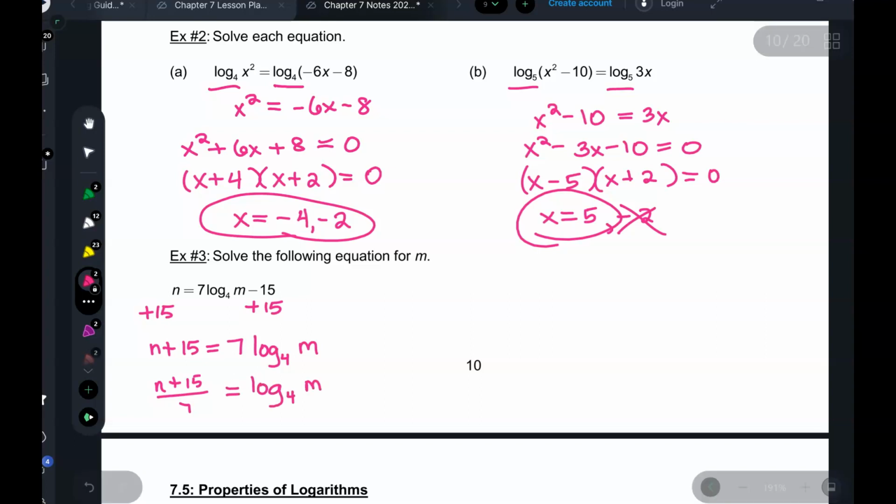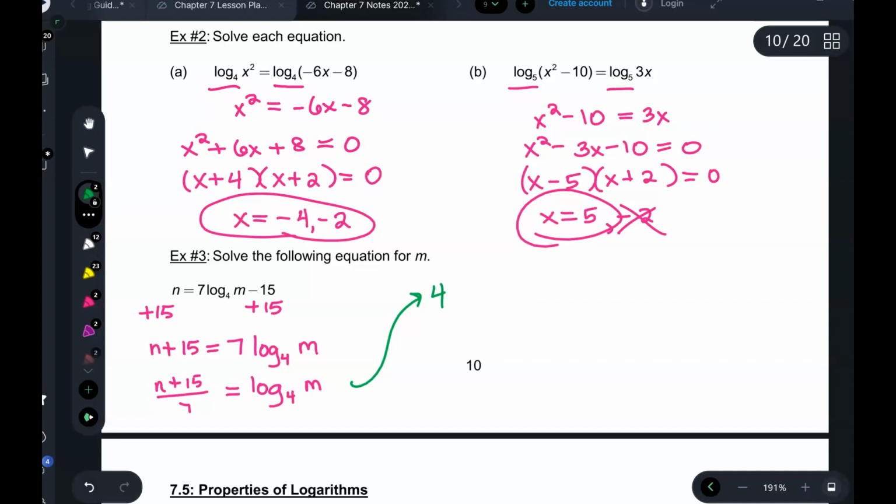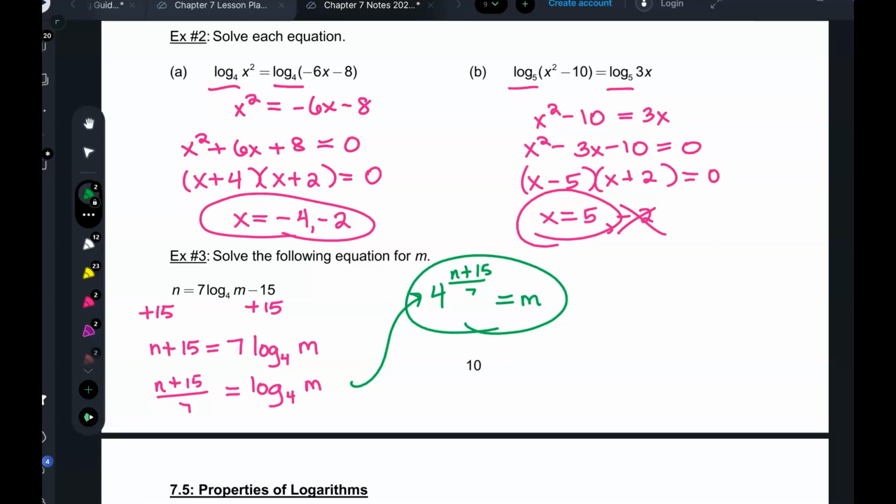You can't divide by log base 4, but can I rewrite this in exponential form? Probably. Yeah. Okay, what's our base? 4. Good. So 4 to the power of n plus 15 over 7 equals m. And there's nothing we could do to simplify that. That's it.